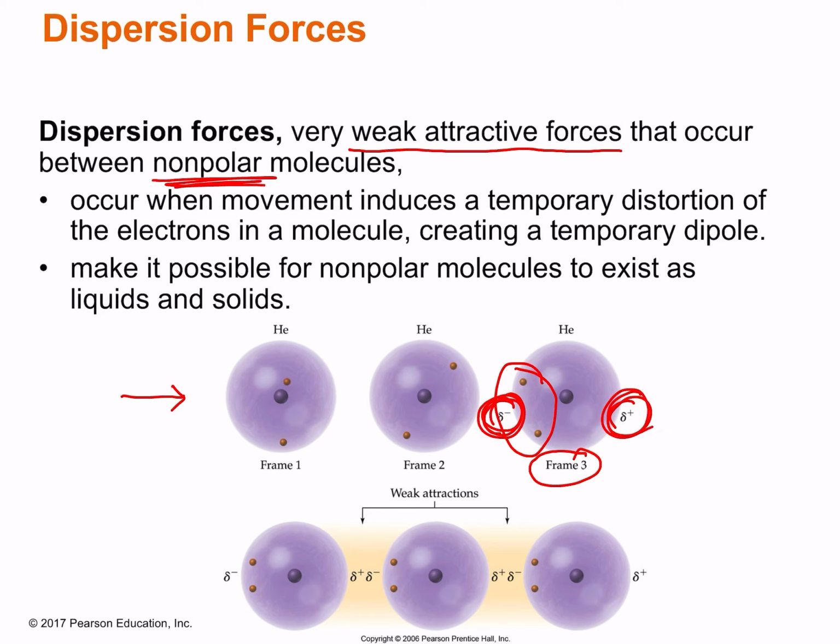So now instead of our atom being uniform throughout, one side of it has a partial negative and one side of it has a partial positive. Well, let's take that atom and say, okay, now it's here. So the electrons are both on the same side.